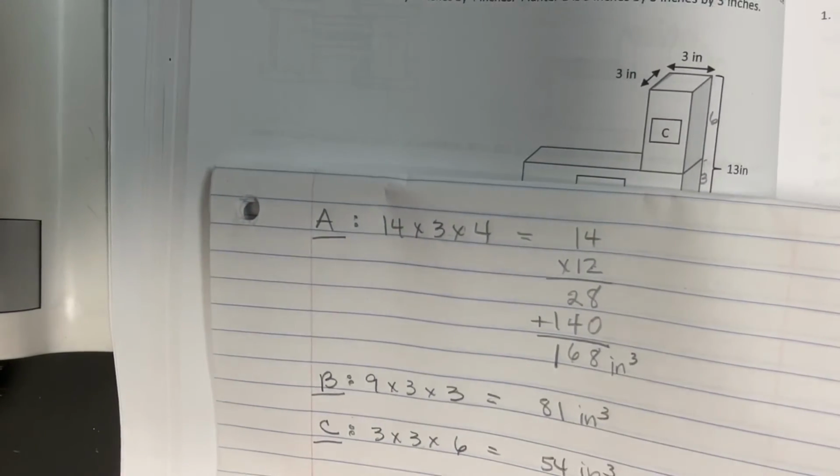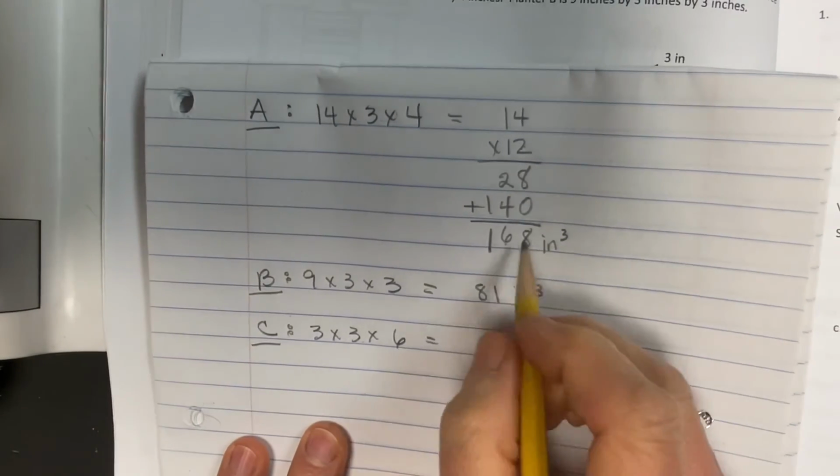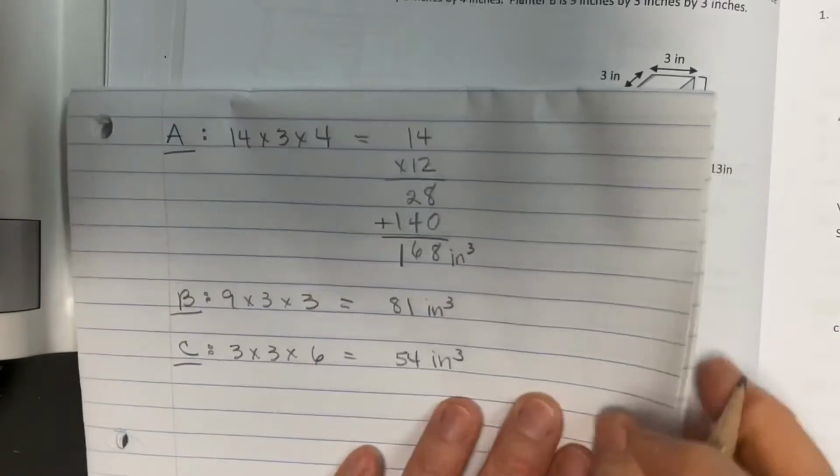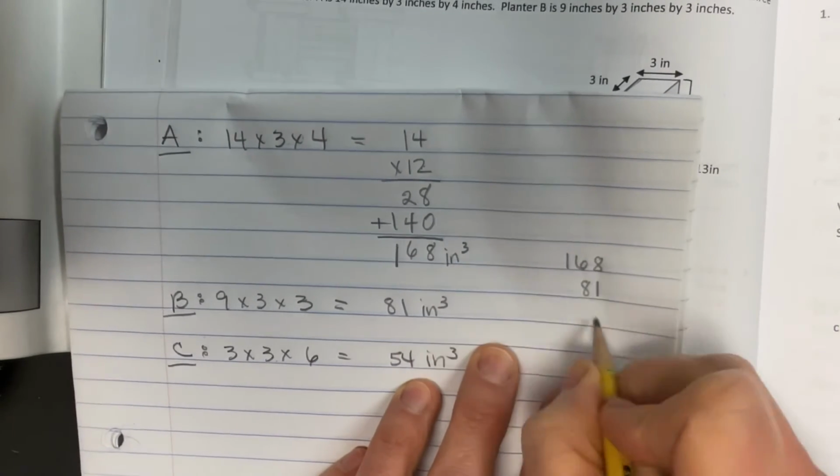So I found the volume of each one. Now I need to add them up. And if I had been neat and lined up my numbers, that would have been nice. So I'm going to do it a little better over here. Should have been paying attention.